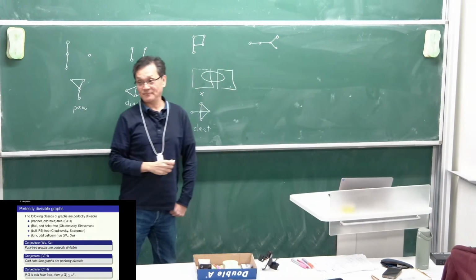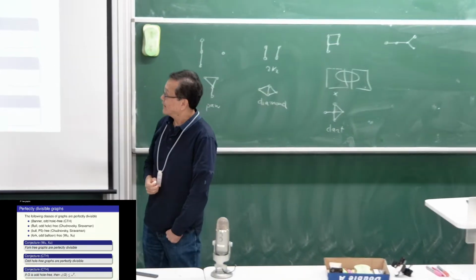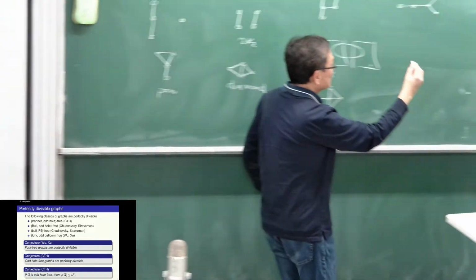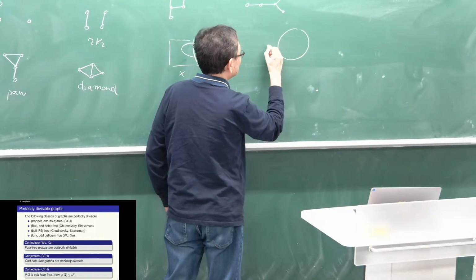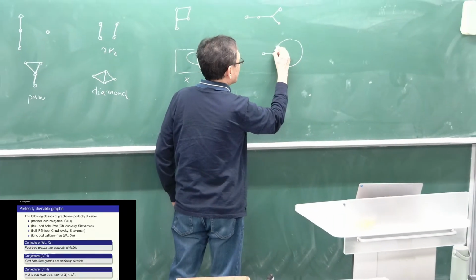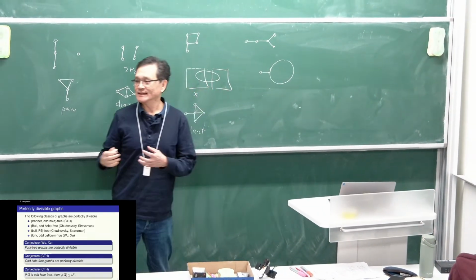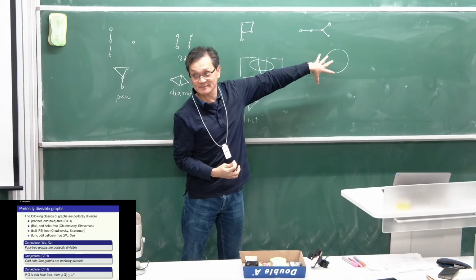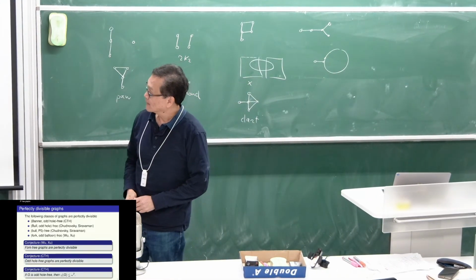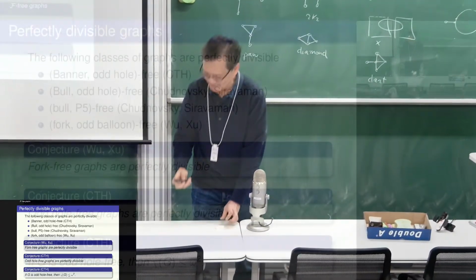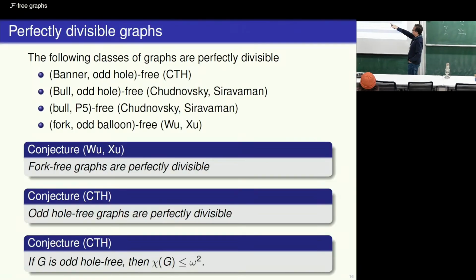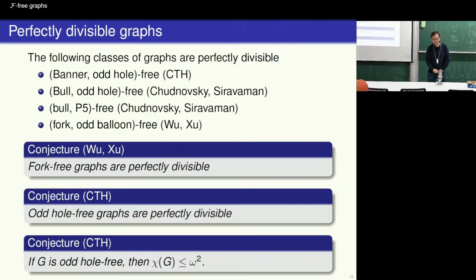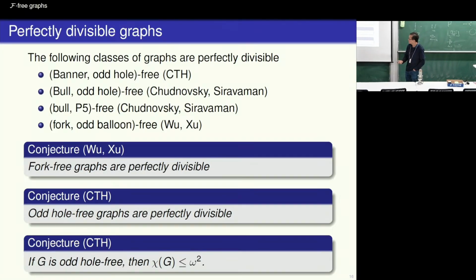this graph, and an odd balloon is like you take a hole and you add a pendant vertex, where the number of vertices is odd. Okay, but they make a conjecture which is really interesting, which is the conjecture that fork free graphs are perfectly divisible. It has nothing to do with odd hole.